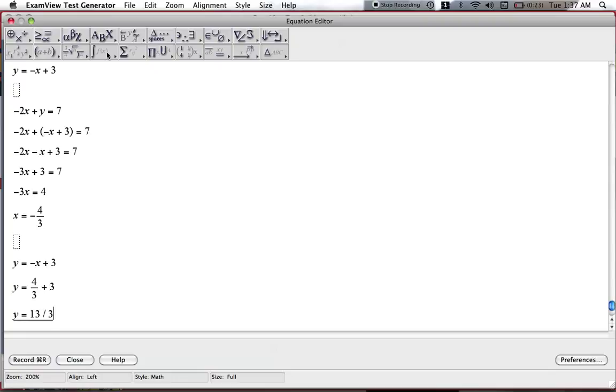So the point at which our two original lines intersect is the point x equals negative 4/3 and y equals 13/3.